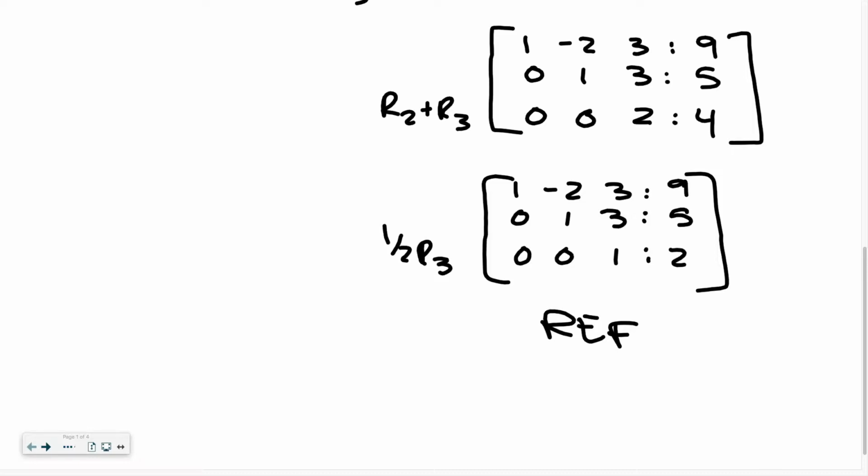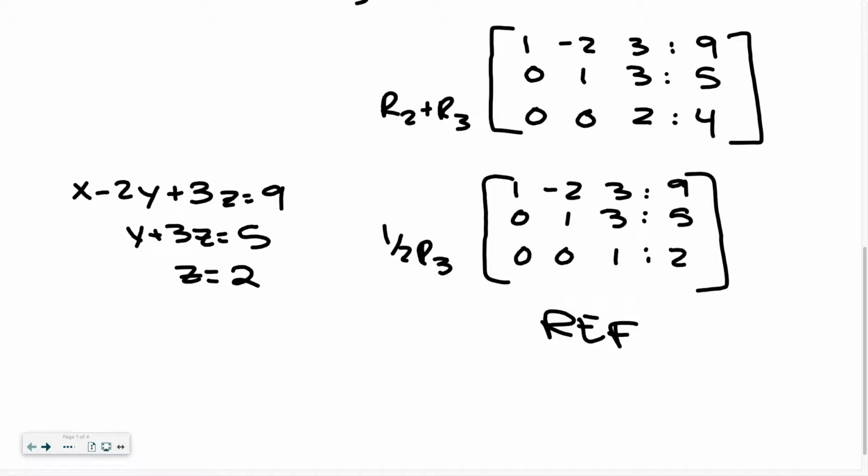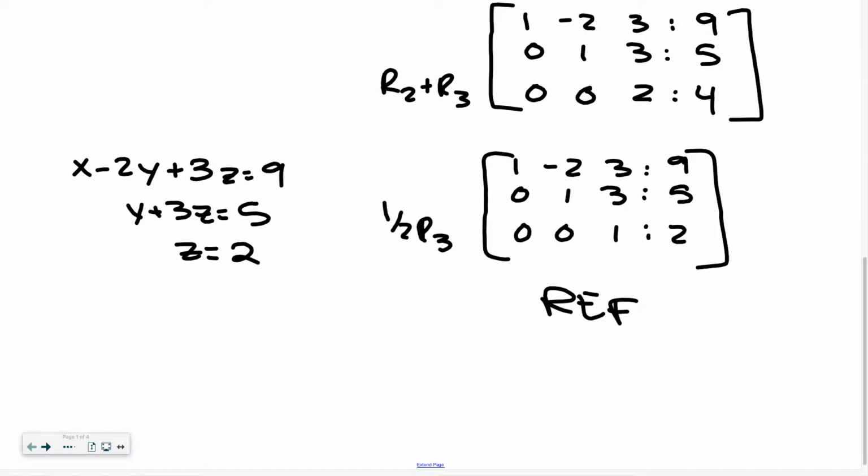Because do I really want to introduce a whole bunch of fractions? Okay, you have that option. Okay, last thing, this is really a system. X minus 2y plus 3z equals 9. Y plus 3z equals 5. And z equals 2. So at the end of it, you go back and you solve the system like you did on your homework, except they gave you row echelon form. You didn't have to do all the row operations.